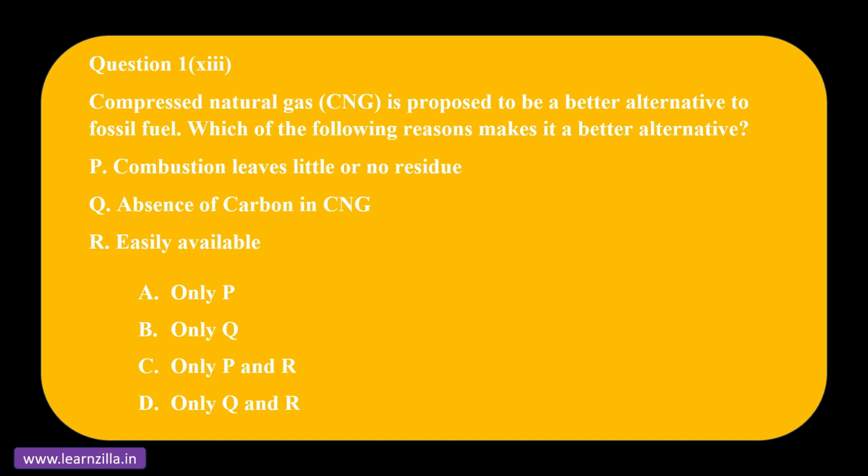CNG, compressed natural gas, is proposed to be a better alternative to fossil fuel. Which of the following reasons make it a better alternative? P says combustion leaves little or no residue. Q says absence of carbon in CNG. R says easily available. Which is the right answer? Option A only P, option B only Q, option C only P and R, and option D says only Q and R. The right answer is only P and R.